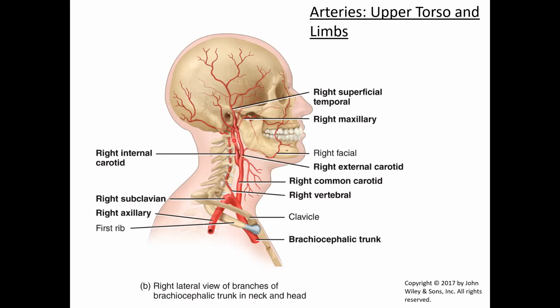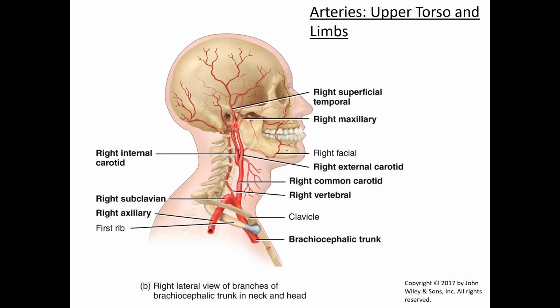The internal carotid artery will enter an opening at the base of the skull and enter the cranial cavity. So it'll go inside the skull and supply much of the brain with arterial blood. The external carotid artery, as its name implies, stays external to the skull. Okay, so it's going to run right up the side of your face.